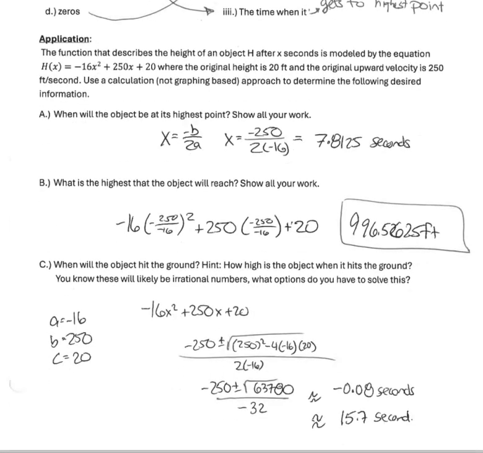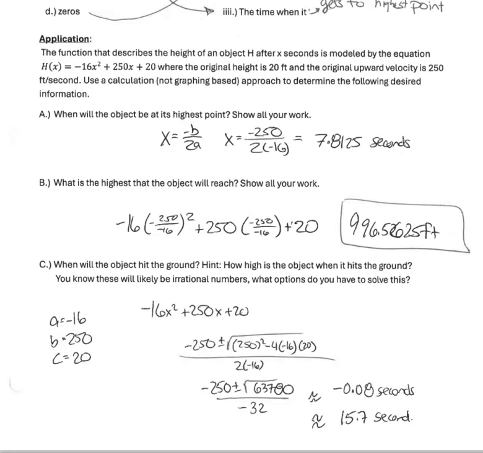The applications. The function that describes the height of an object, h, after x seconds is modeled by the equation h of x equals negative 16x squared plus 250x plus 20, where the original height is 20 and the original upward velocity is 250 feet per second. Use a calculation, not graph-based approach to determine the following desired information. So it says, when will the object be at its highest point?